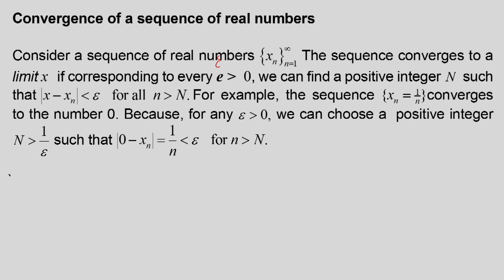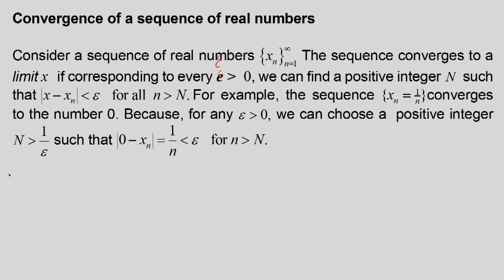First of all, let us see what convergence of a sequence of real numbers is. Consider a sequence of real numbers x_n, n going from 1 to infinity. This sequence converges to a limit x if, corresponding to every epsilon greater than 0, we can find a positive integer N such that the modulus of x minus x_n can be made smaller than epsilon for all n greater than N. So, what does it say? The difference between the limit and the sequence can be made as small as possible, where epsilon is an arbitrarily small positive number, for sufficiently large n. Then we say that x_n converges to x.